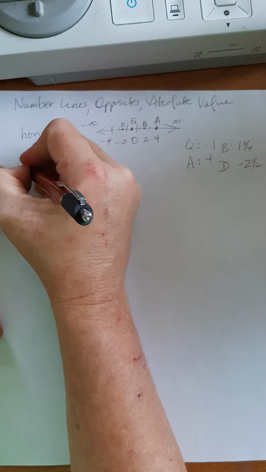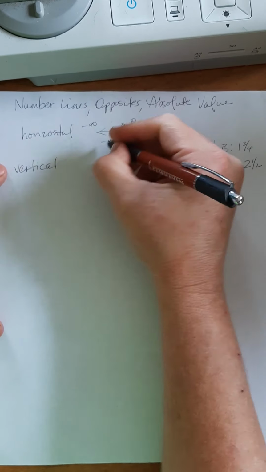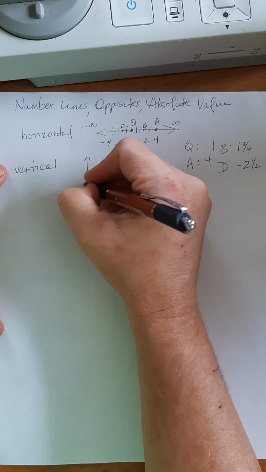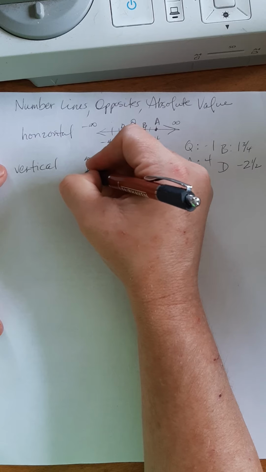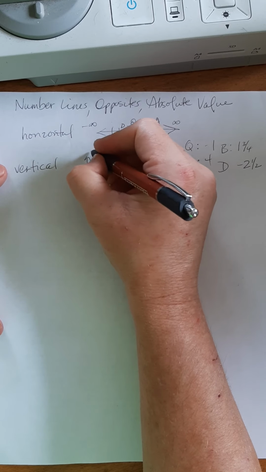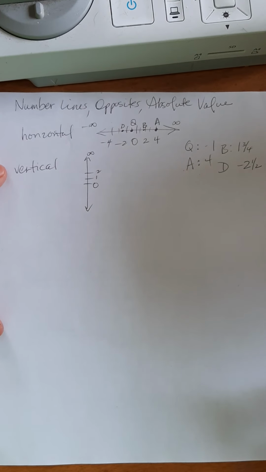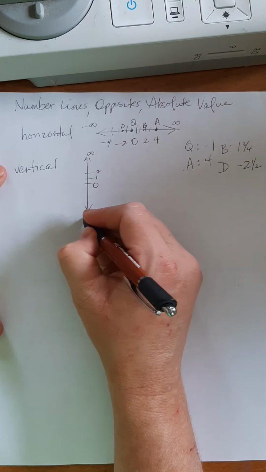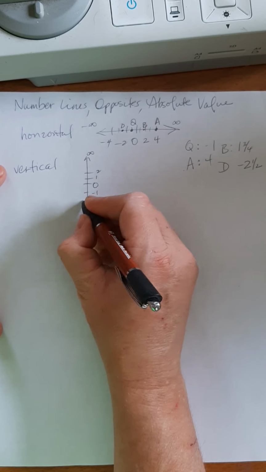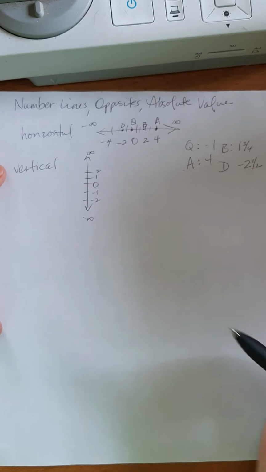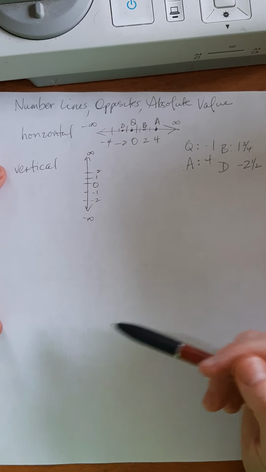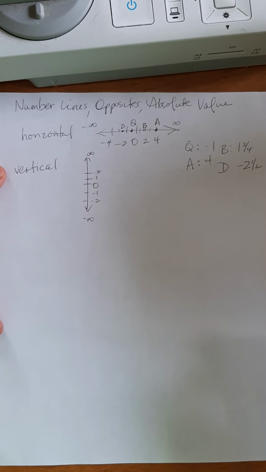You can also have a vertical number line, which is up and down. Same premise, except going up is getting larger to positive infinity, going down negative values to negative infinity. As far as labeling, still the same thing.